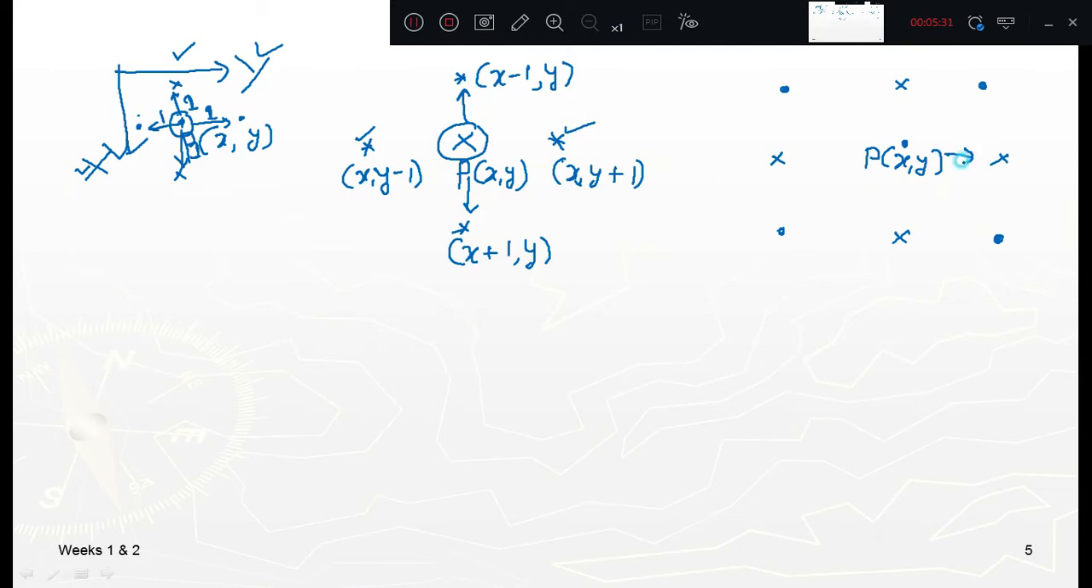Now what are the coordinates of this one? That is x comma y plus 1. What are the coordinates of this one? That is x, y minus 1. What are the coordinates of this one? That is x plus 1, y. What are the coordinates of this? That is x minus 1, y. Now I'm into the 8 neighbors. Look at this one; I have to move with the first pixel.